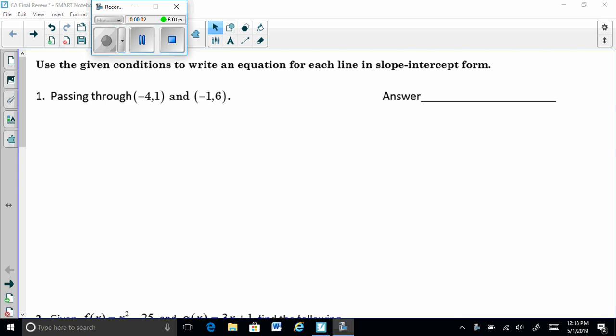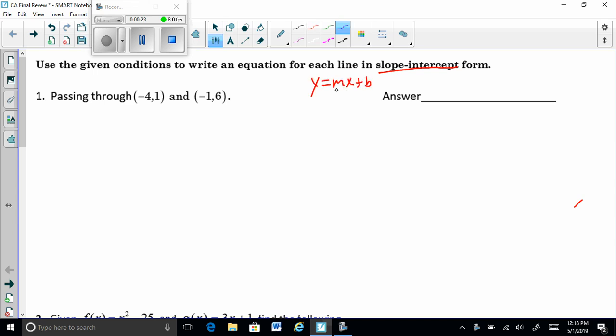All right, so now we're going to work on some of the older stuff. Right here it says use the given conditions to write an equation for each line in slope-intercept form. So let's review what slope-intercept form is. Slope-intercept form is y equals mx plus b, where m is the slope and b is the y-intercept. So that's how we want to give our answer.